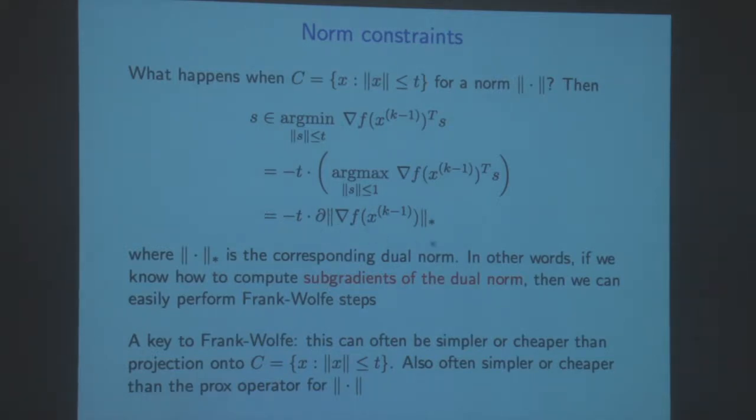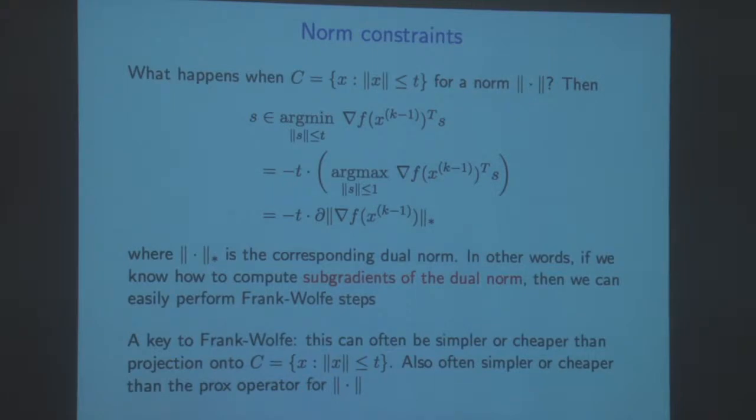So we find a subgradient of the dual norm multiplied by minus t. That gives us the form of the update. And we just take a convex combination of this and the point that we're currently looking at for our update. Okay, and the key is that this is often cheaper or simpler or both than projection onto the norm ball. It's also important to say this is often cheaper or simpler than the prox operator for the norm ball.